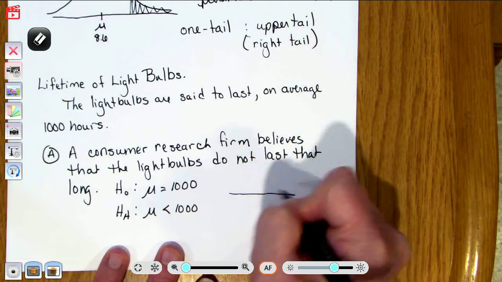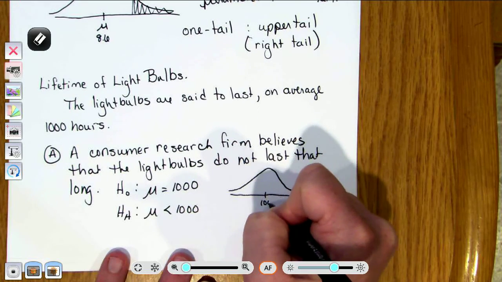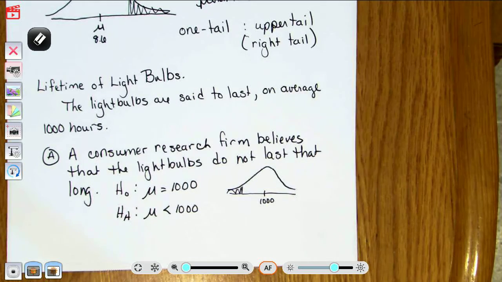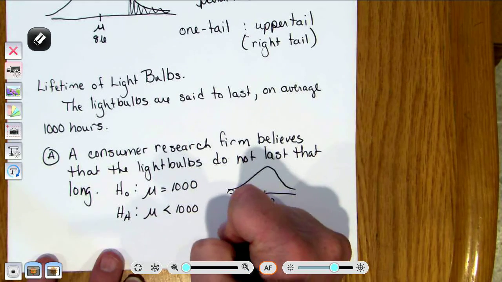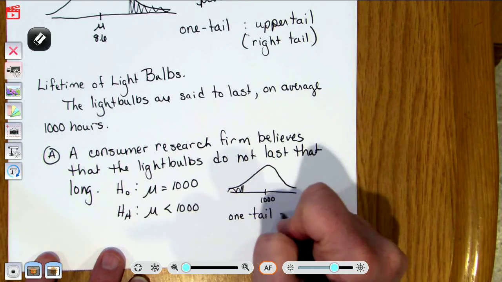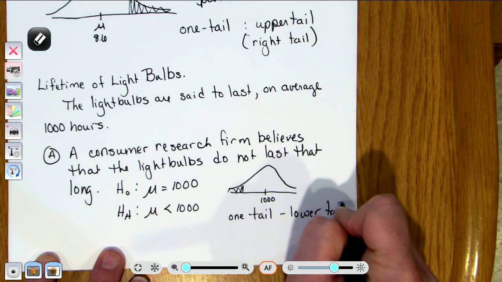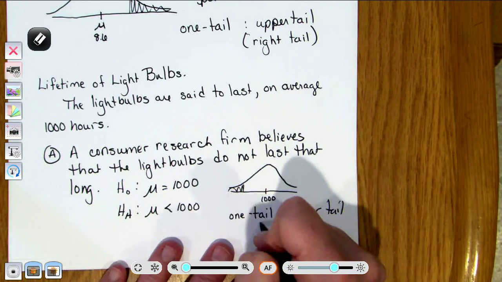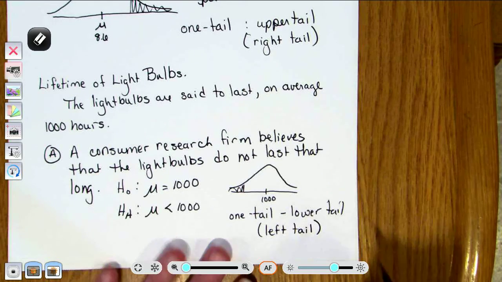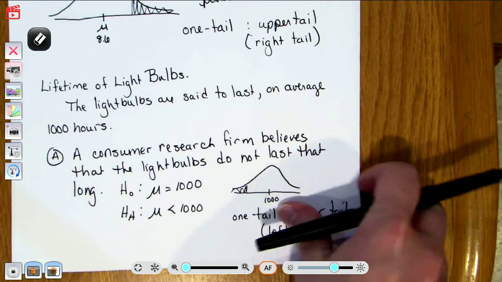And so if we're looking at our pictures eventually, here's my 1,000 sitting in the middle, there's my mean. We're going to be looking less, so we're going to be looking down this way. So again, we will have a one tail, and we will call this a lower tail. Other textbooks will call it a left tail. But it is a one tail, which is left.